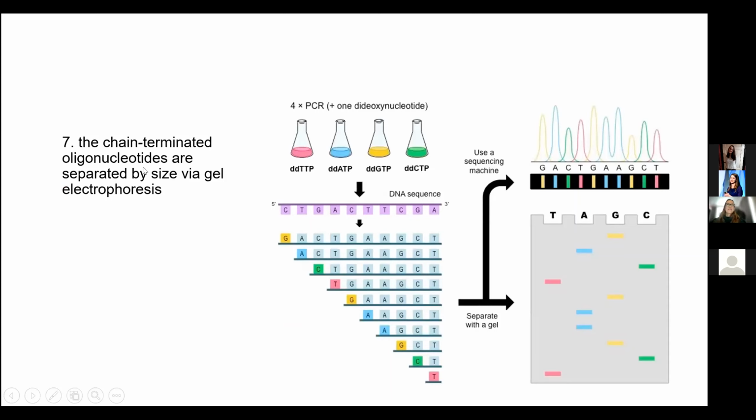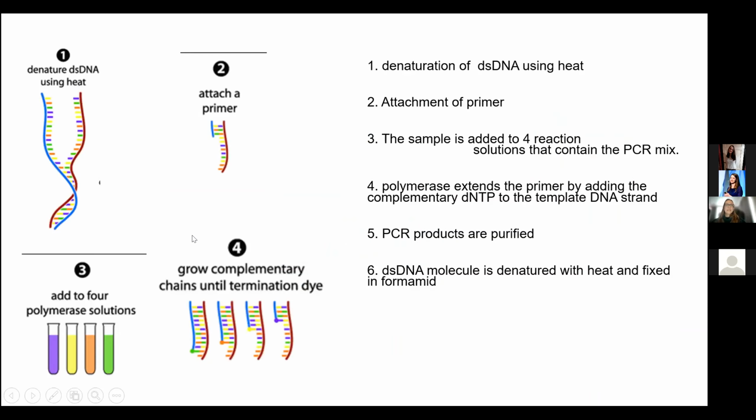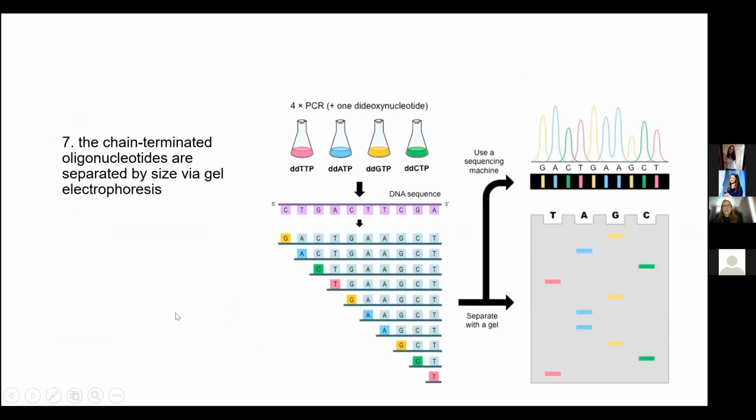So basically we have PCR reactions occurring in 4 different tubes, which contain 4 differently labeled nucleotides. Afterwards, when we want to visualize our results, we use gel electrophoresis, and our fragments would be separated by size on a gel, and therefore we could see the different nucleotides that form our sequence.